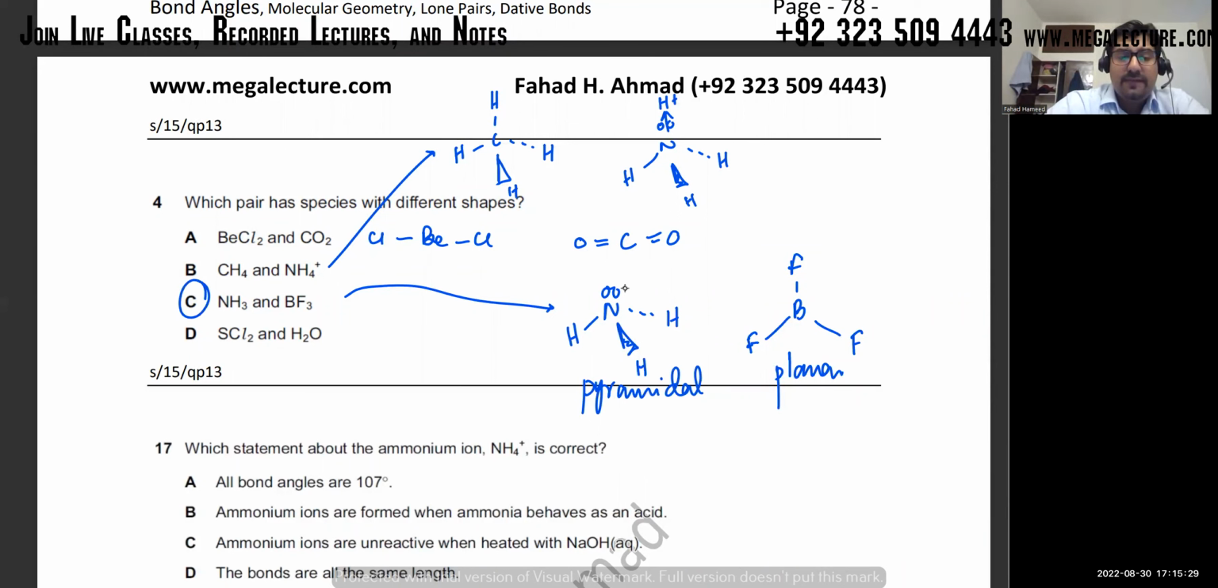SCl2 and H2O will have exactly the same shapes as well. It's 2 Cls and 2 lone pairs. Sulfur is in group 6. Oxygen, the same thing. 2 bonds with hydrogen, and there will be 4 electrons left. So these ones are exactly the same. So the different ones are these two.